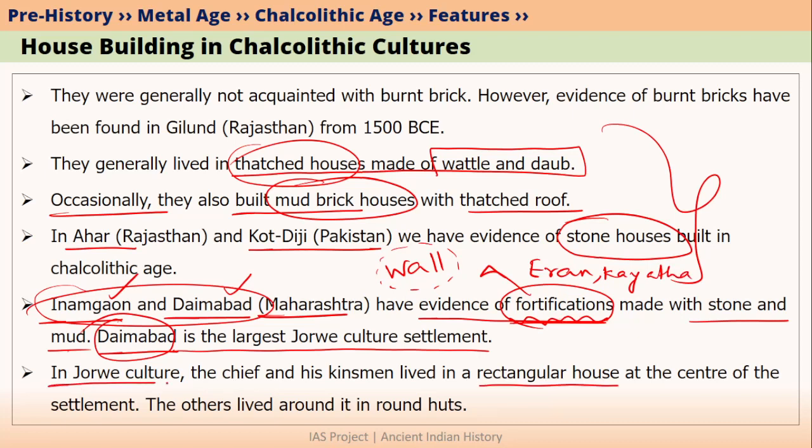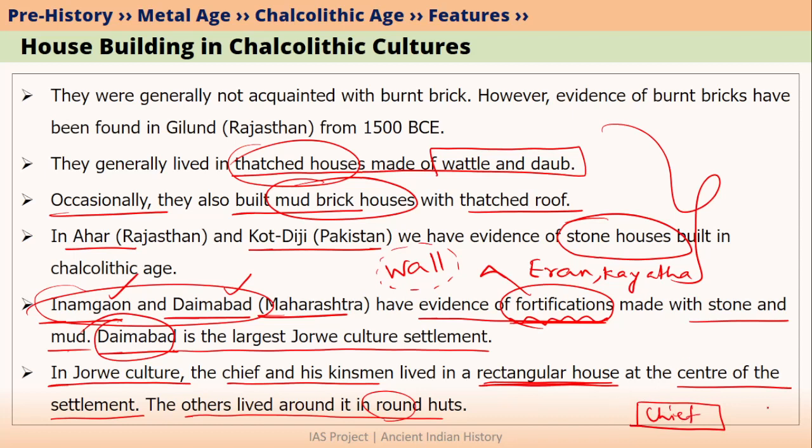Moreover, in the excavations that were done in Jorwe culture sites in Maharashtra, we have found that the chief and his kinsmen were living in a rectangular house. And this rectangular house was located at the center of the village or at the center of the settlement. And the other houses were around this rectangular house. The shape of these other houses was basically round. So at the center of the settlement, there was a rectangular house. And in this rectangular house, the chief was living along with his kinsmen.